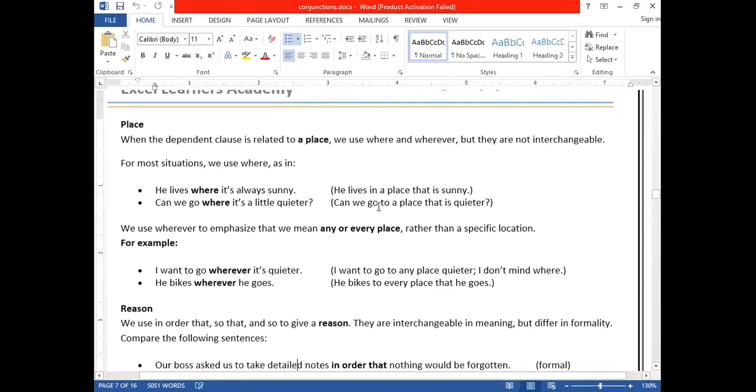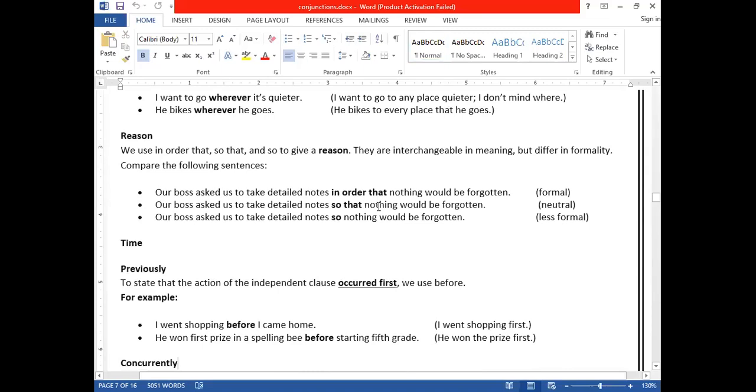Clear? Reason, if you want to give reasons, you can use them. These are the conjunctions: in order that, so that, and so, to give reasons. Like, our boss asked us to take detailed notes in order that nothing would be forgotten, or our boss asked us to take detailed notes so that nothing would be forgotten. Or you can say our boss asked us to take detailed notes so nothing would be forgotten. The last one, so, is less formal, and the other two are more formal.